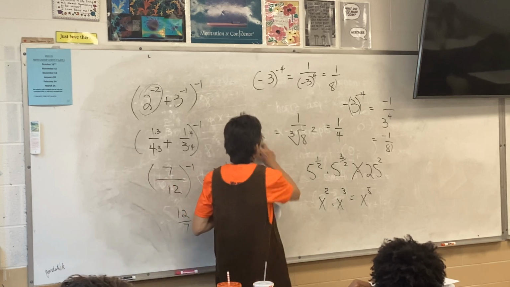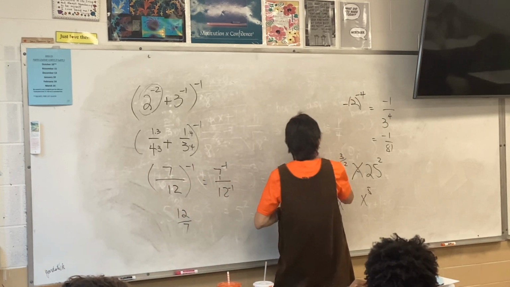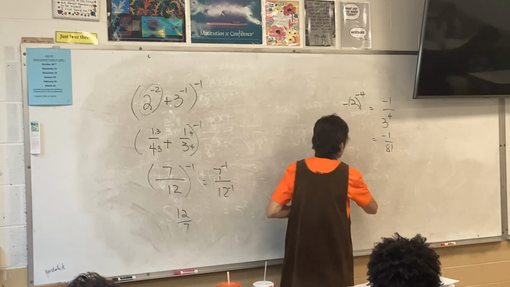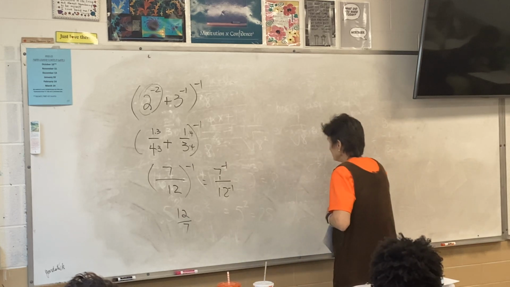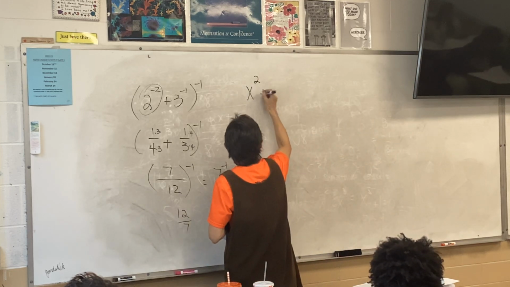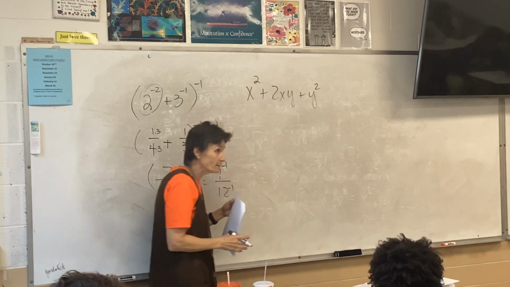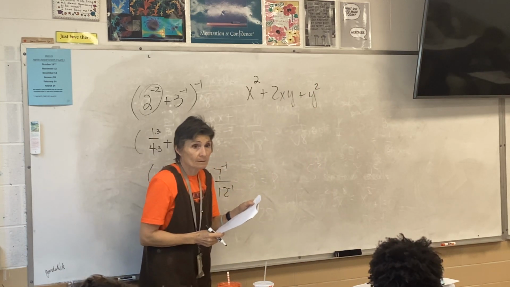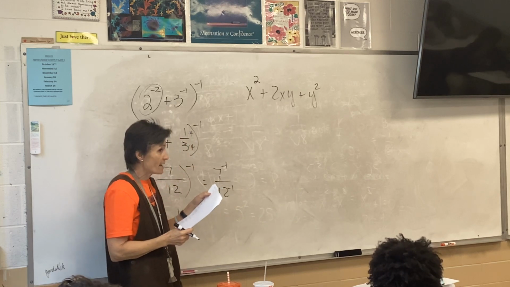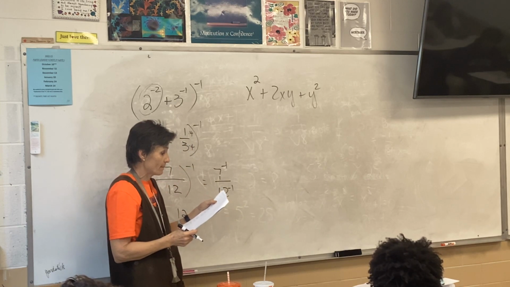Not sure what that one's doing in there, except maybe just to remind you of that. What's x plus y squared? X squared plus 2xy plus y squared. In other words, we FOIL. You can't distribute the exponent. It doesn't work that way.